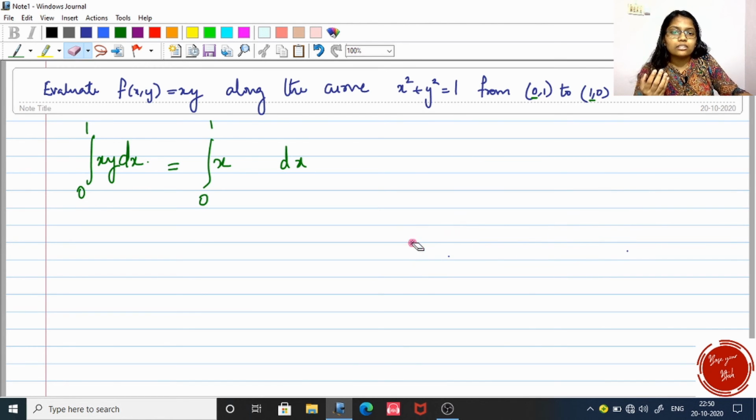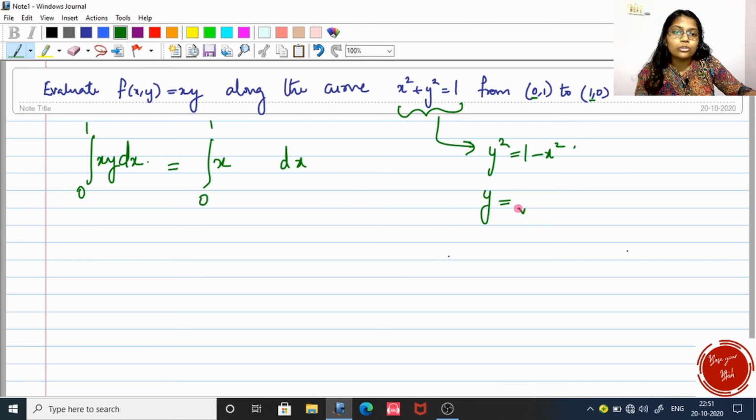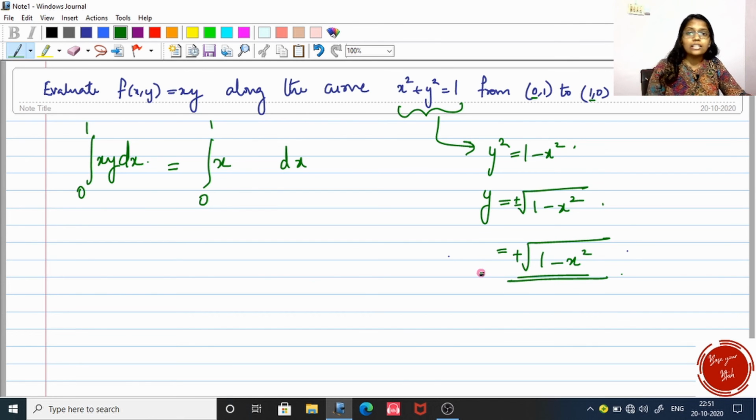For that replacement, I must seek help from this particular curve. From this I have to get the equation for y, that is y square equal to 1 minus x square, or y is equal to root of 1 minus x square. Actually this is plus or minus root of 1 minus x square, but let me say that we take only the positive side of the xy plane, isn't it? So we can have plus root of 1 minus x square, because we consider the first quadrant. So it is root of 1 minus x square.